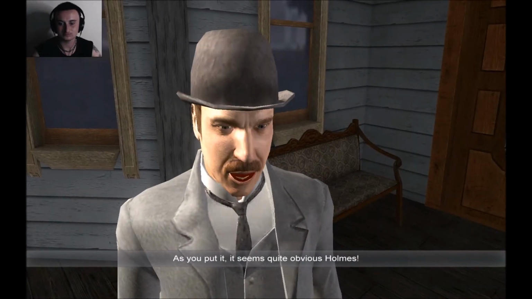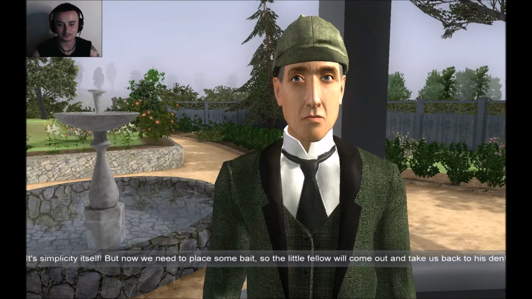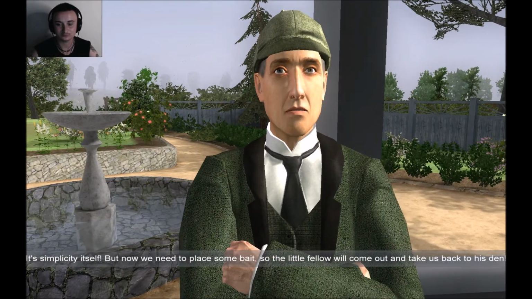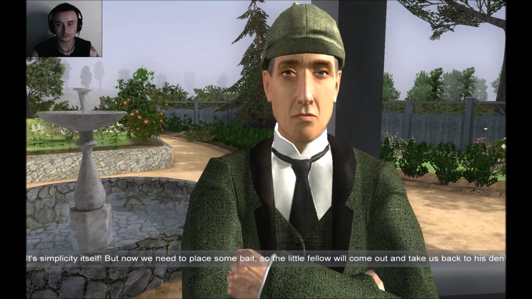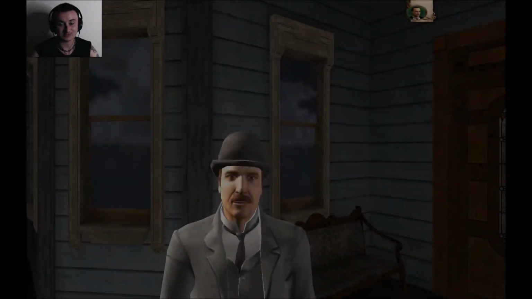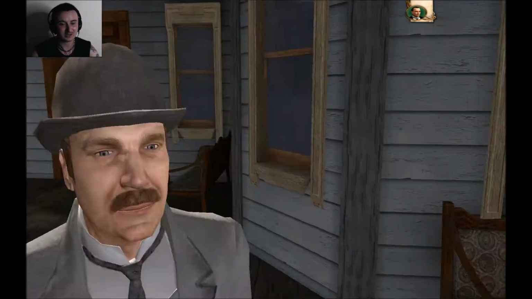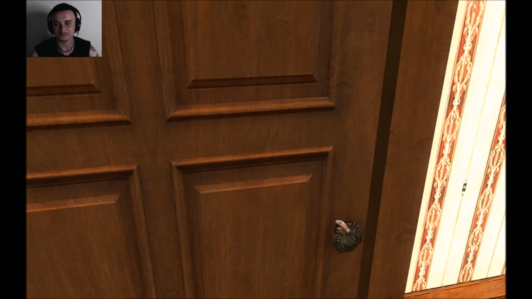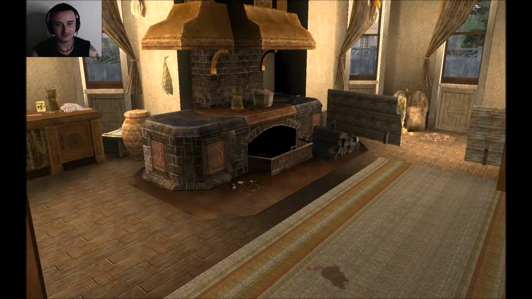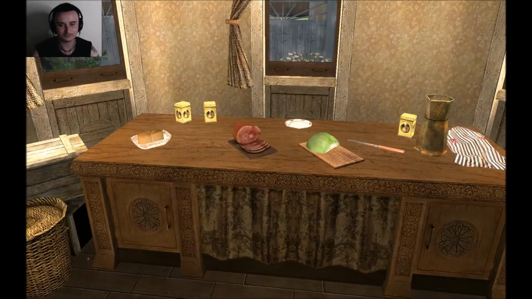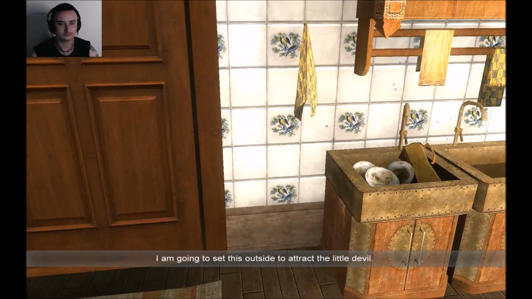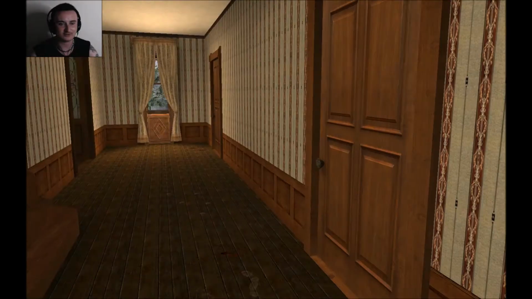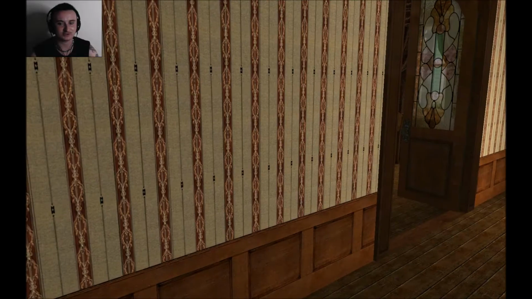As you put it, it seems quite obvious, Holmes. It's simplicity itself. But now we need to place some bait so the little fellow will come out and take us back to his den. Some bait? I know where to get bait. The best kind of bait. We have ham. I'm going to set this outside to attract the little devil. That's not very nice. He's just misunderstood.